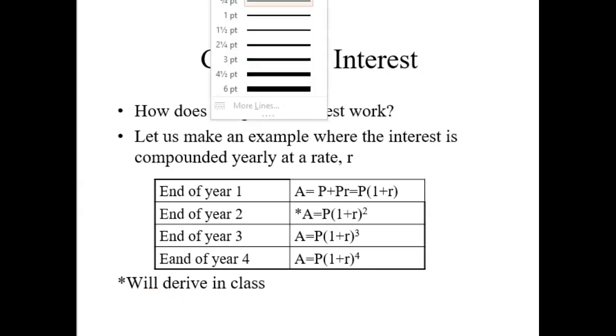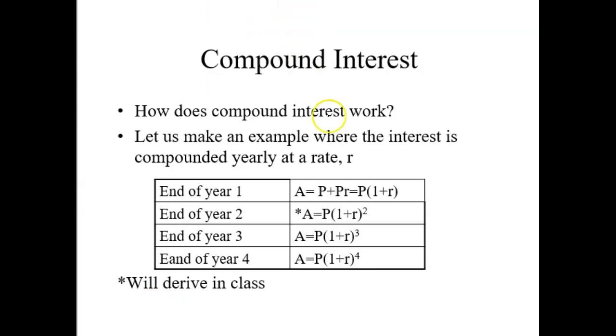All right, let's look at that algebra right now and see how that works. So, when I go into the second year, at the beginning of year 2, my new principal is what I ended up with at the end of year 1. So, at the end of year 2, I will have my new principal plus that new principal times the interest rate again for interest.